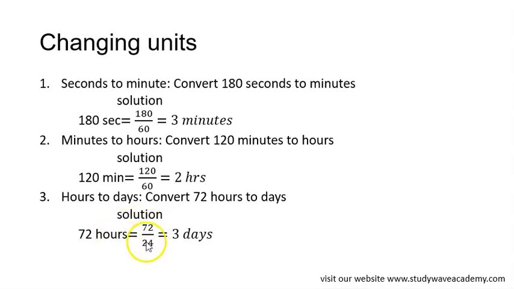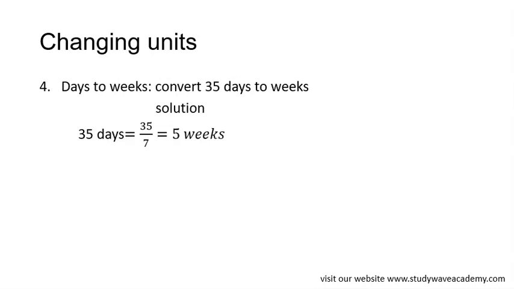So 72 hours divided by 24 is going to give us 3. 24 in itself is 1. 24 in 72 is 3. So it's 3 days. So 72 hours is 3 days. Okay? 24 hours makes 1 day, right? So 72 hours makes 3 days. Do you understand? Okay.